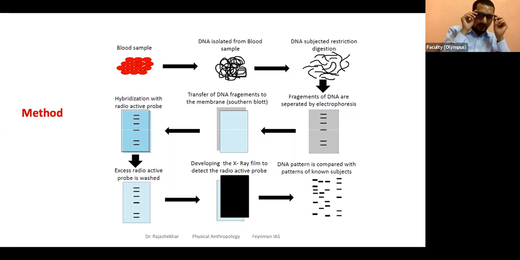Then the DNA is fragmented into pieces. DNA is huge, it's long threads of DNA. It won't be easy for you to look for the sequences that you are interested in, the sequences where the differences or variations exist, as I was telling you. So to identify them easily, you chop DNA into fragments or pieces.